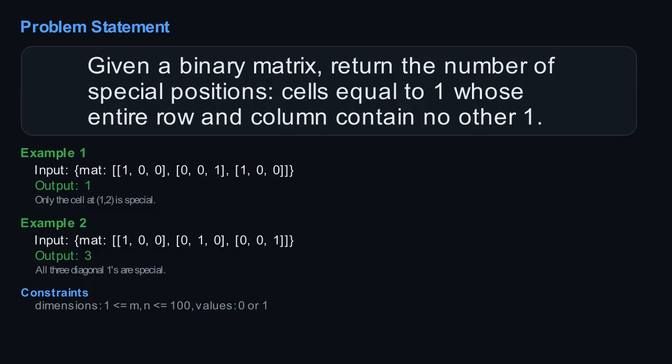A position is special if the element at that position is a 1, and it's the only one in its entire row, and it's the only one in its entire column. We simply return the total count of such special positions.